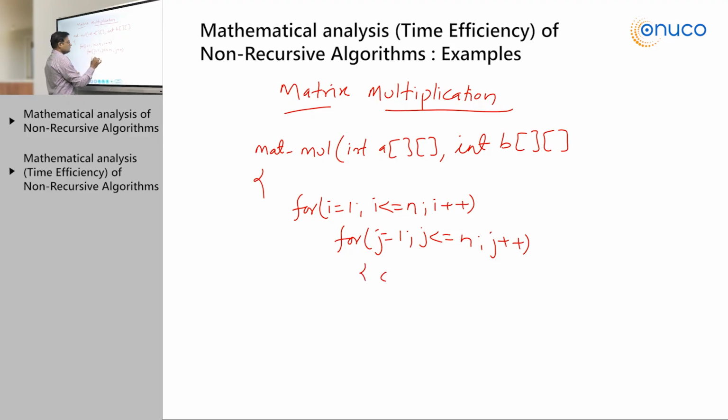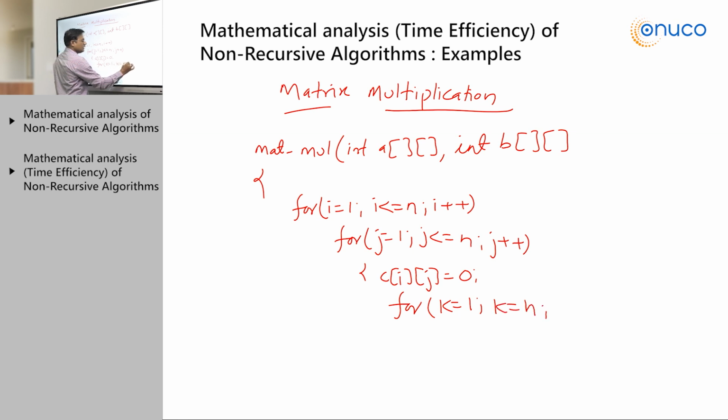Then we are writing C of i j initial value as 0, right? And thereafter again you are going to write for k is equal to 1, k less than or equal to n, and k plus plus. For what reason? Remember that matrix multiplication is possible when the number of rows is equal to the number of columns, and k is here the intermediate row and column. So k will behave as a row as well as a column.